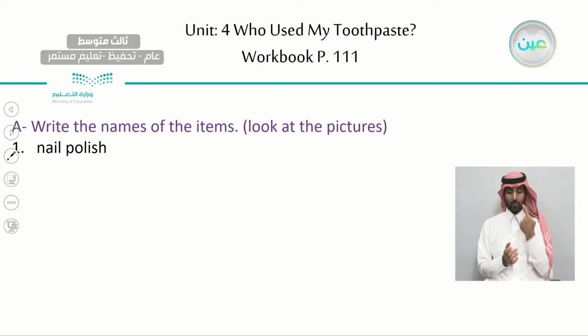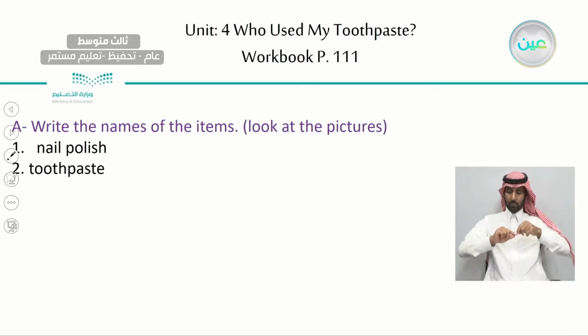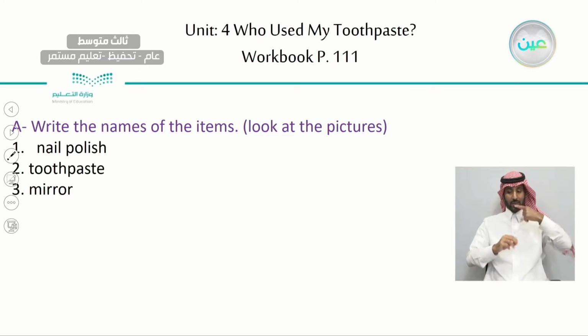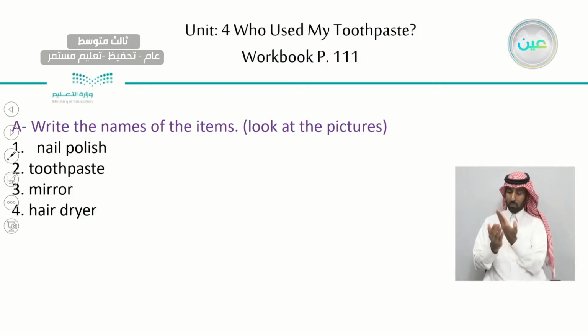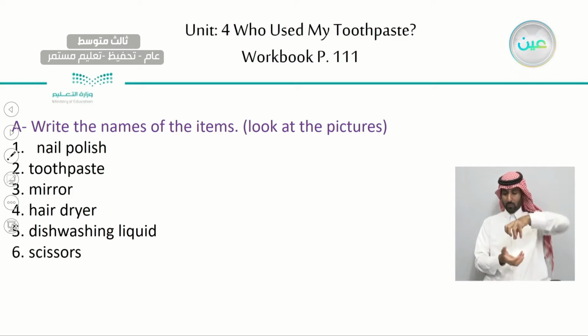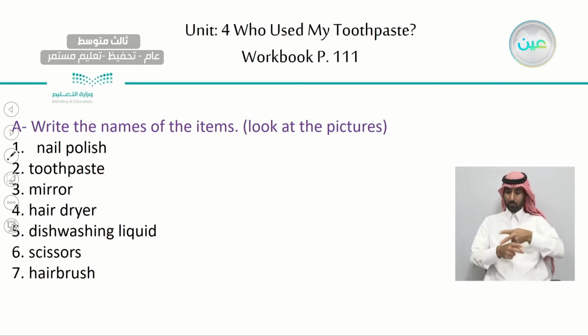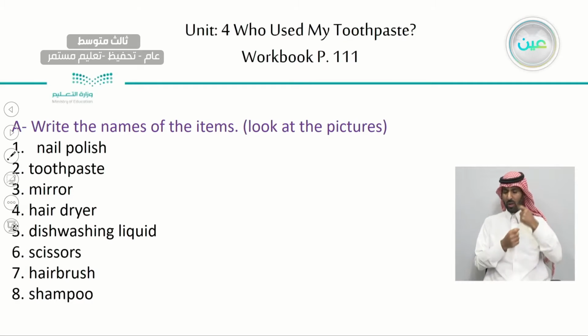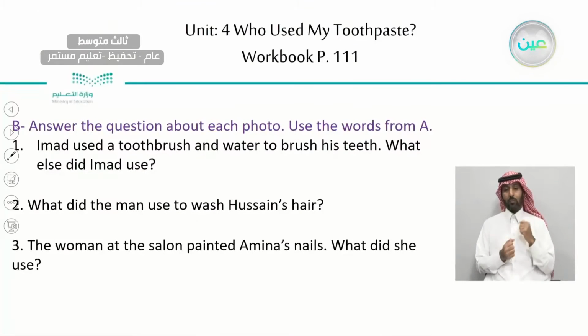Number 1, it's a nail polish. Number 2, toothpaste. Number 3, mirror. Number 4, hair dryer. Number 5, dishwashing liquid. 6, scissors. 7, hair brush. Okay, and the last one, 8, is shampoo. Okay, this is related to exercise A. Now moving on to exercise B.